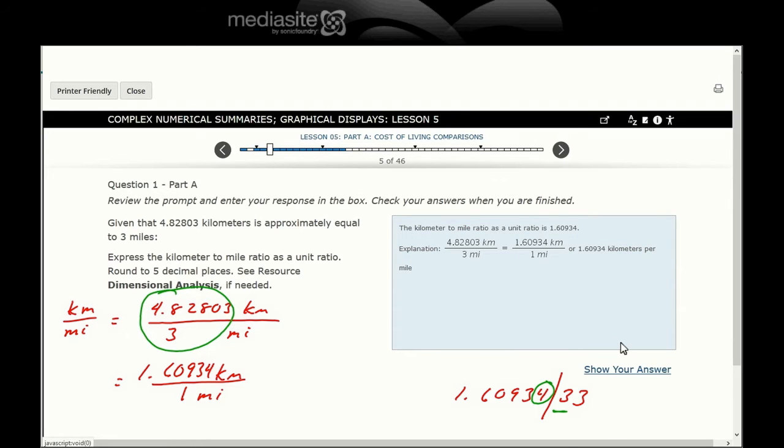Let's see what we did here. Yep. Kilometers over mile. Change that to a 1. And we did that by essentially dividing this guy by that guy. Well, it said 1.60934 kilometers per mile.